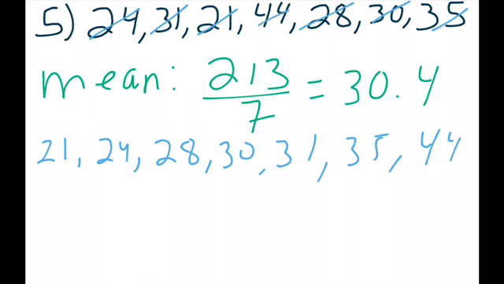Okay, we want to find our middle number. There's 7 numbers, so we have 1, 2, 3, 4, 5, 6, 7. So the 4th one is in the middle. So my median is 30.